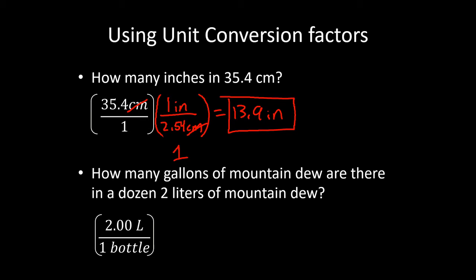So let's do the same thing here, but now let's convert the amount of Mountain Dew in a 2-liter into gallons. So we have, let's see, hold on just a second. How many gallons of Mountain Dew are there in a dozen? Sorry, I should read my own questions more carefully. We're trying to figure out how many gallons are in a dozen of these things. First thing we want to do, though, is figure out how many gallons are there in one of these 2 liters. So we're going to ignore the dozen for a minute.